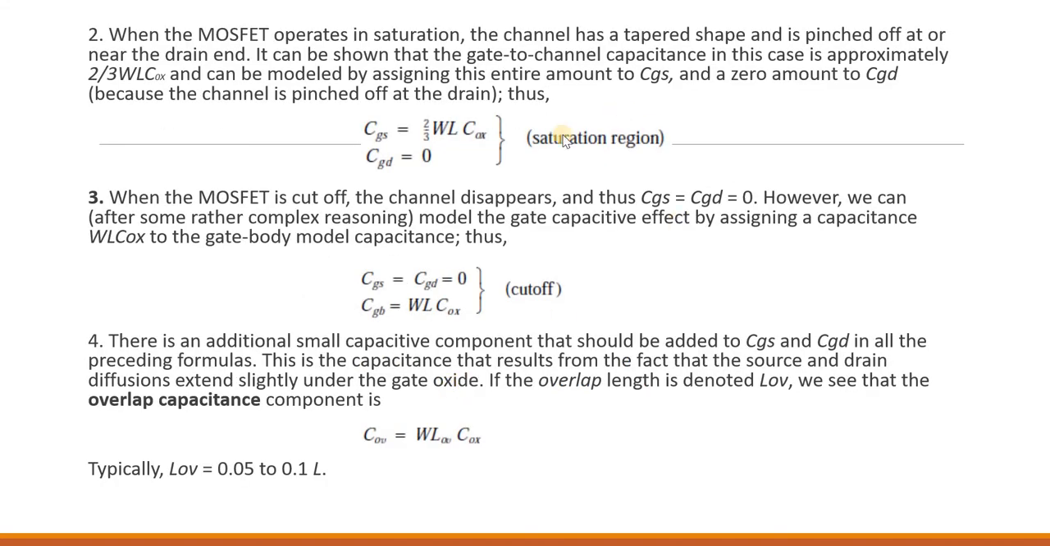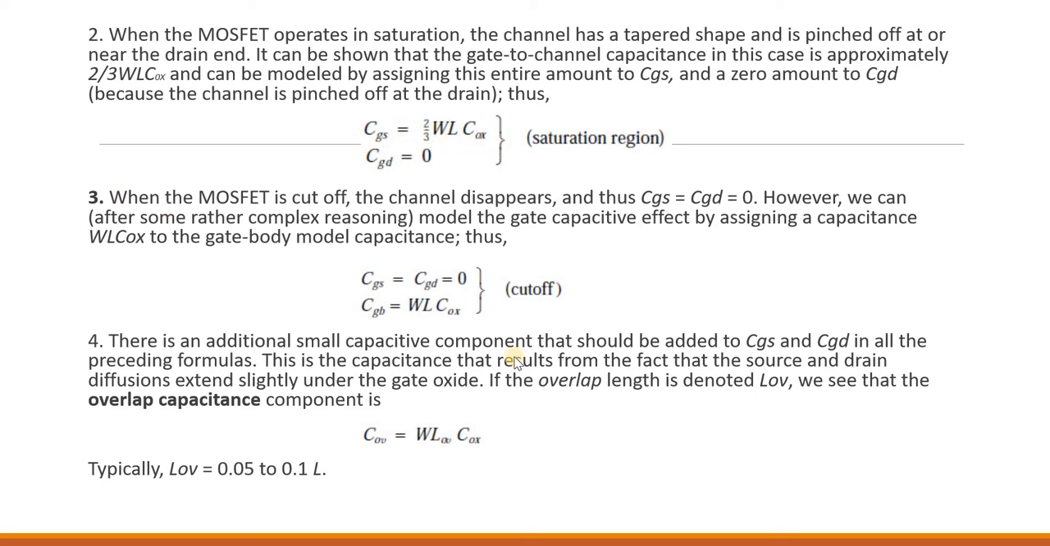The next is the MOSFET under the saturation region. In saturation, the channel is pinched off at the drain side. So CGD will be 0, whereas CGS will be 2/3 of W L COX.